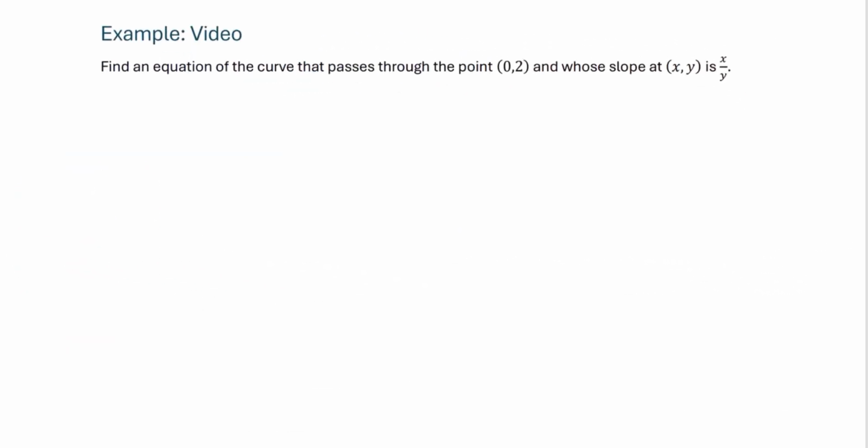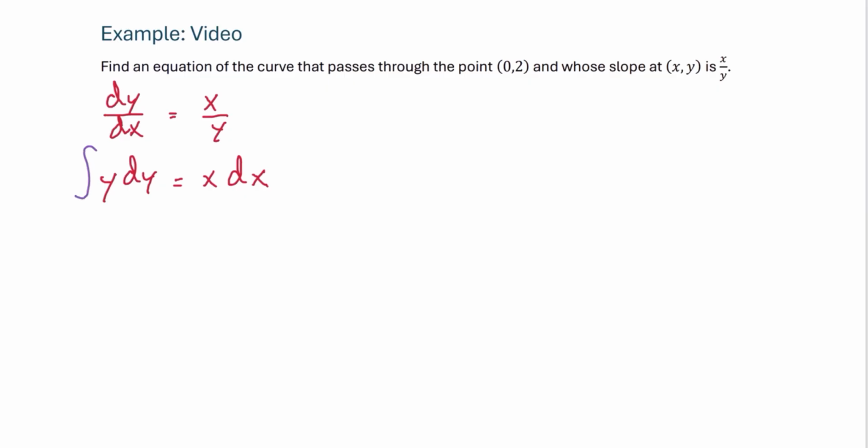In this example, we want to find an equation of the curve that passes through the point 0, 2, and whose slope at x, y is x divided by y. Since the slope is x over y, we can think of that as dy dx. dy dx is x divided by y. Next, we'll separate the functions. So let's multiply by y on both sides, and we'll multiply by dx on both sides. Essentially cross multiply to solve the proportion.